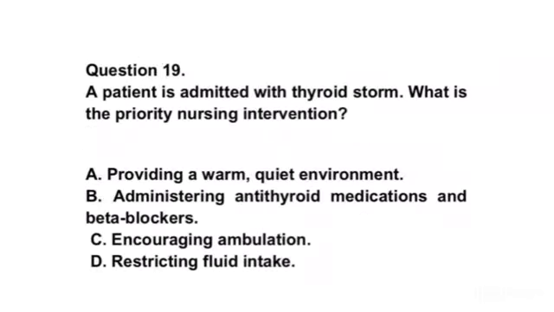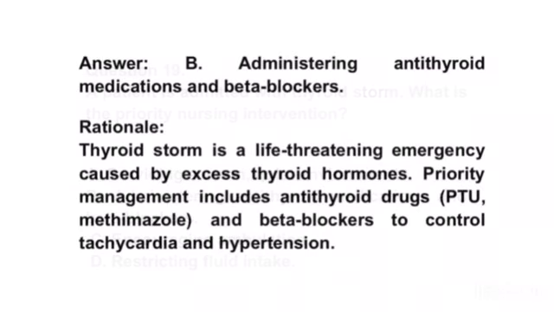Question 20. A patient is admitted with thyroid storm. What is the priority nursing intervention? A. Providing a warm, quiet environment. B. Administering anti-thyroid medications and beta blockers. C. Encouraging ambulation. Or D. Restricting fluid intake. Answer B. Administering anti-thyroid medications and beta blockers.